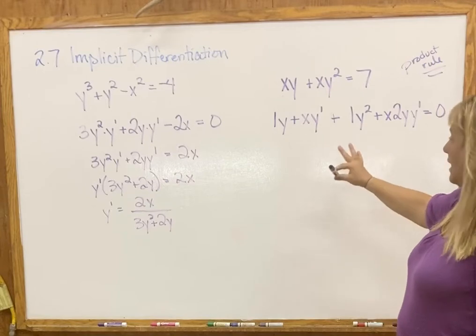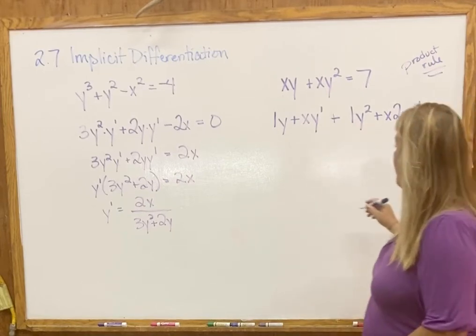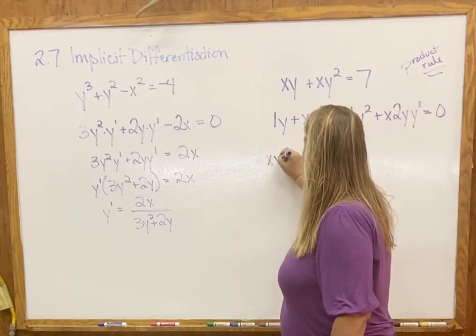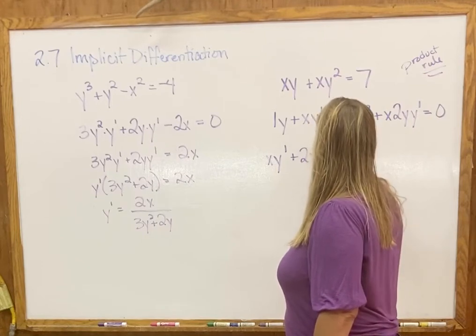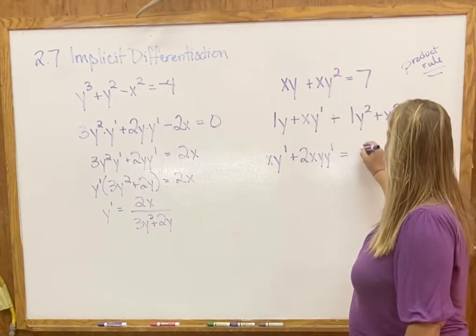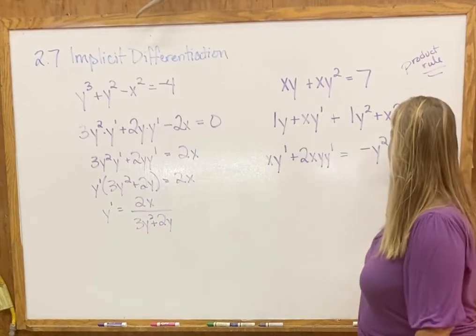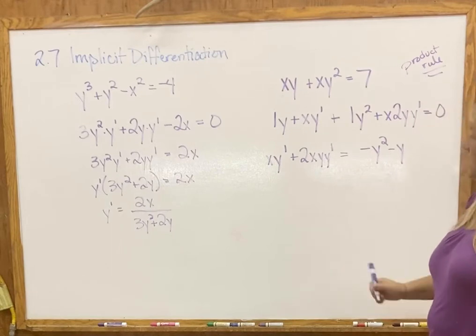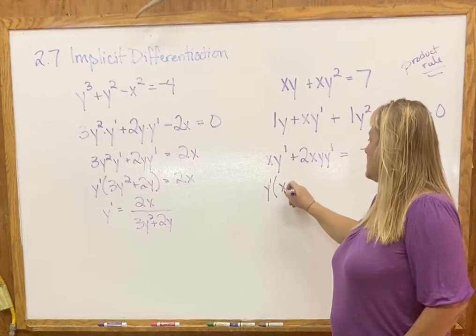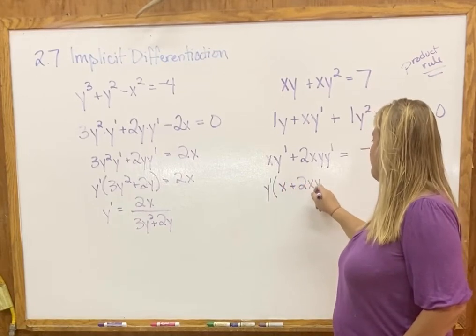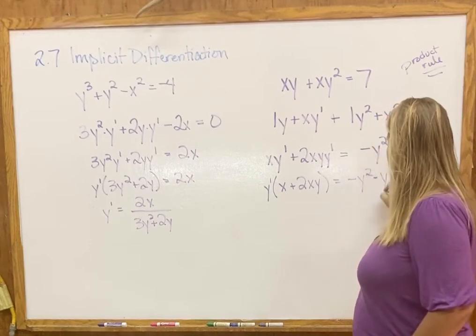Okay, now, like we did in the other example, we're going to move everything over that doesn't have the y prime in it. So we'll have the xy prime plus 2xy y prime equals, and we'll have negative y squared minus y, right? If we move both of those guys over. Now again, we can factor out that y prime here, so we have x plus 2xy equals negative y squared minus y.